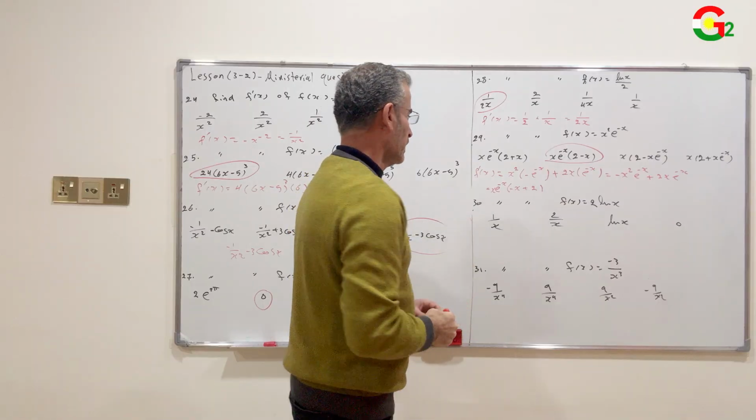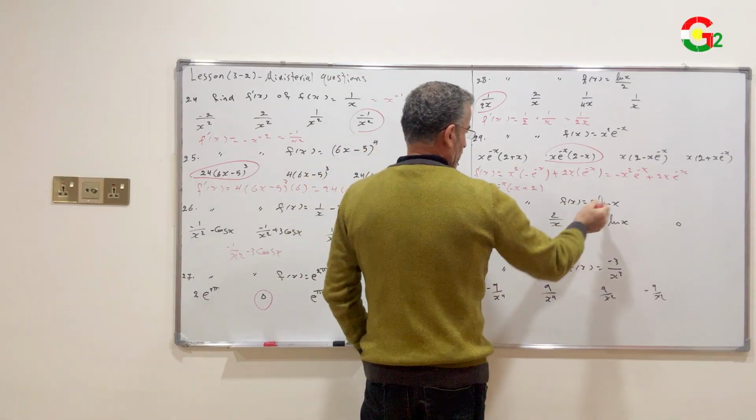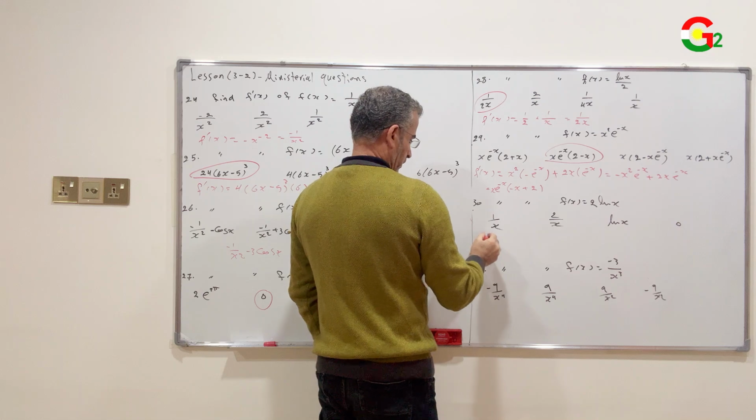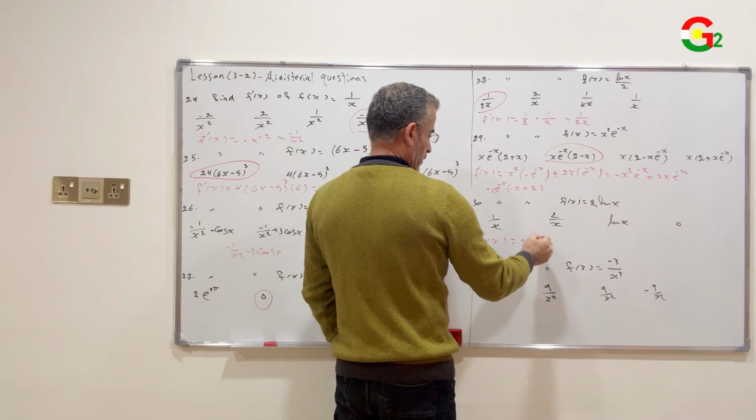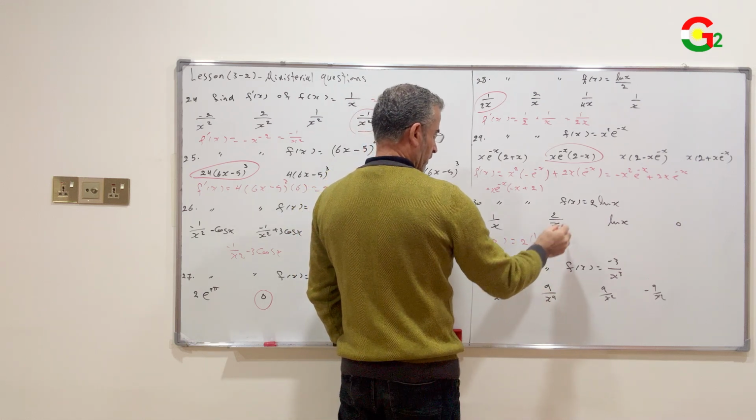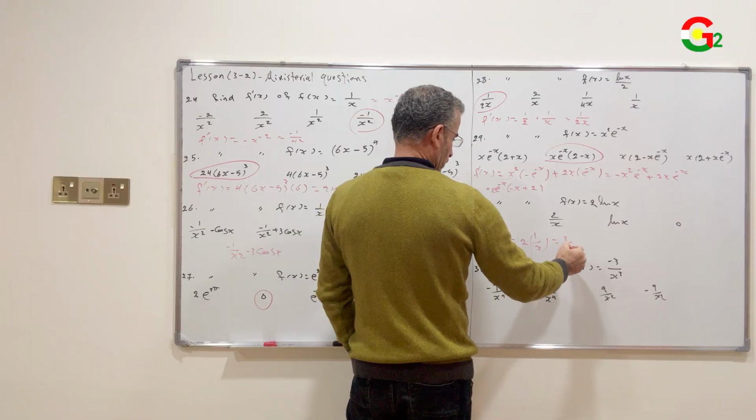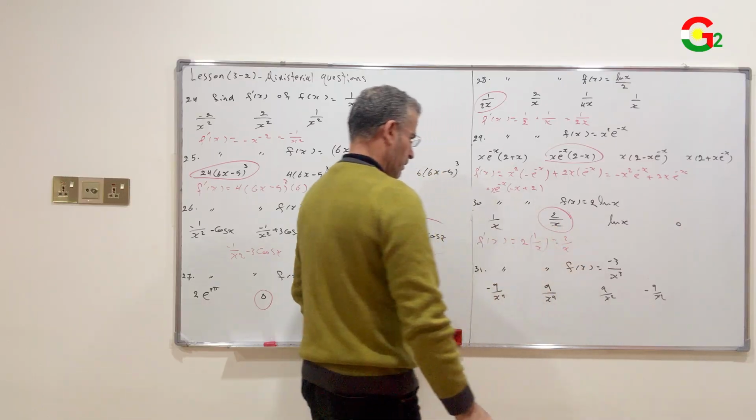Question number 30. f of x equals ln x squared. f prime of x equals 2 times 1 over x, the derivative of ln x, equals 2 over x. Choice B.